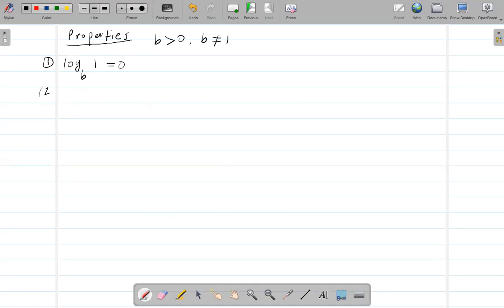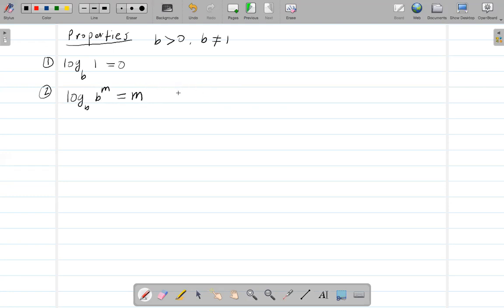The second one: log base b of b to the power m. So this b is on the base. Here we have a b, and here we have a b. If these two are the same, the value of this whole thing is always the power, which is m. That's the value of this whole thing.